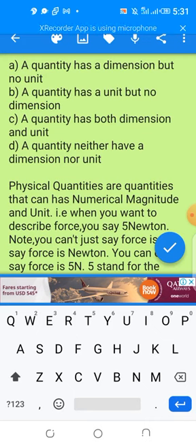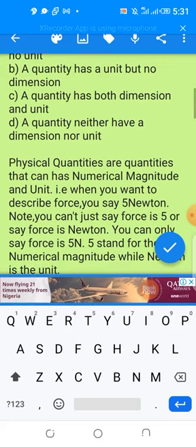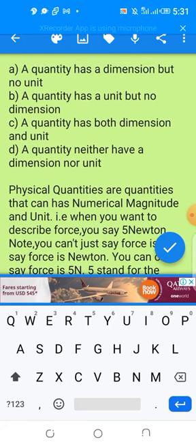C, a quantity has both dimension and unit. We know that almost all the quantities that we know have dimension and unit. For example, force has dimension and unit, and acceleration has dimension and unit. Almost all the quantities that we have have dimension and unit. Now, another one is that a quantity has neither a dimension nor unit.